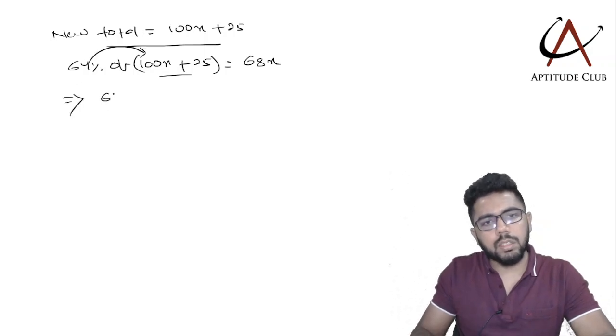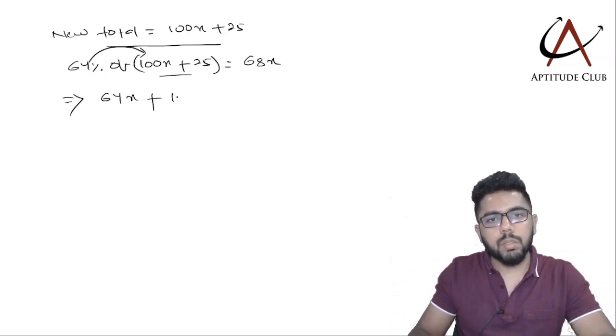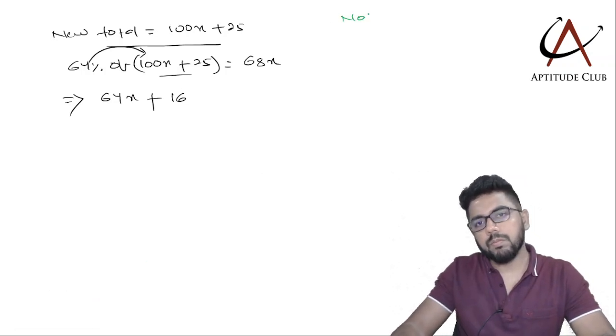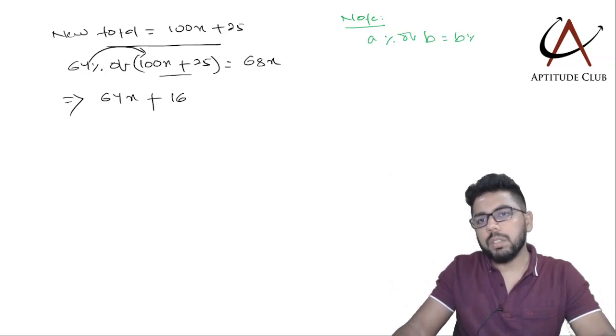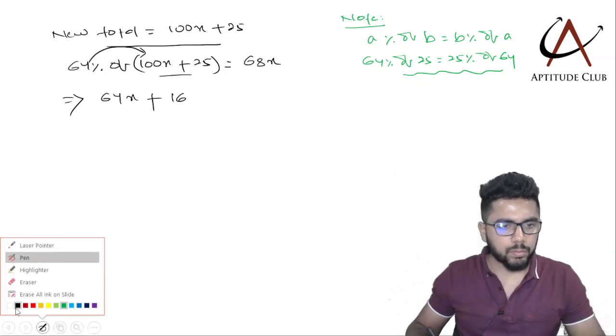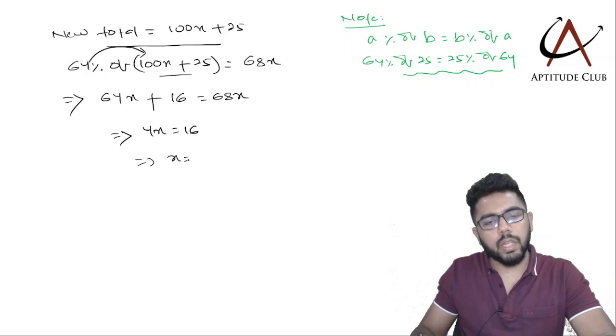64% of 100x is 64x. The 64% of 25 is the same as 25% of 64, which is 16. For easier calculation you can do this: a percent of b is the same as b percent of a. So 64% of 25 is equal to 25% of 64. 25% of anything is one fourth, so that is 16. And this equals 68x. So this gives us 4x is equal to 16, or x is equal to 4.